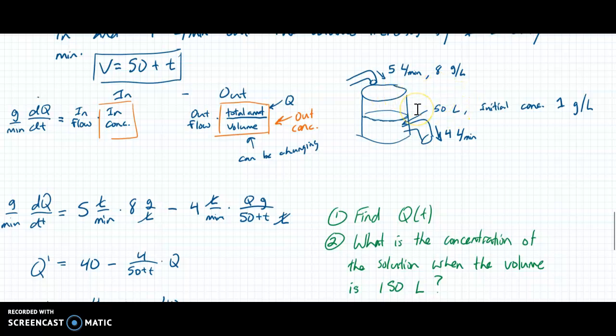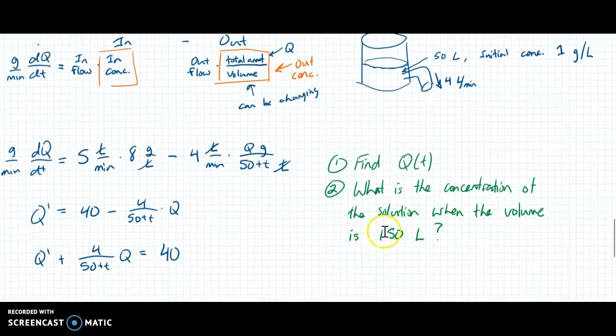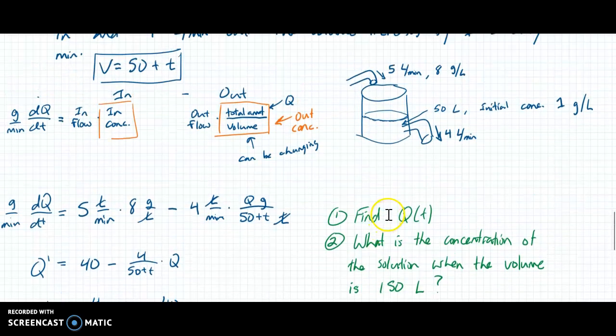I've got 5 liters coming in every minute, 4 leaving. We start with 50 liters. So how long is it going to take to get to 150? Because we're going to need to plug a t value into this Q to figure all this stuff out, right? So I'd like you to think about that for a little. I'm not going to jump into it yet, but think about that, and then also think big picture.